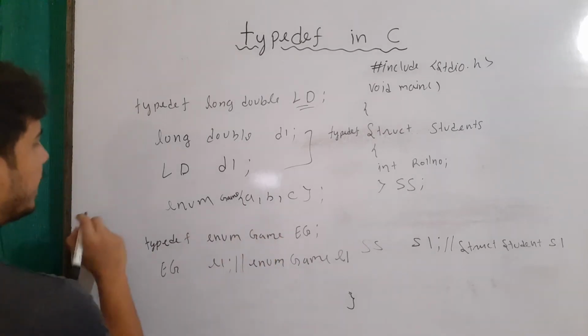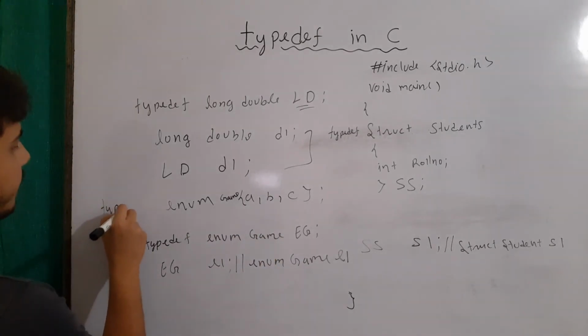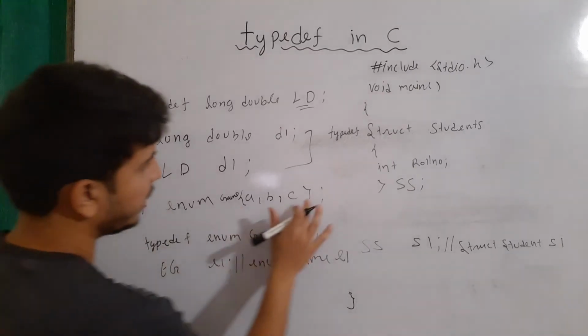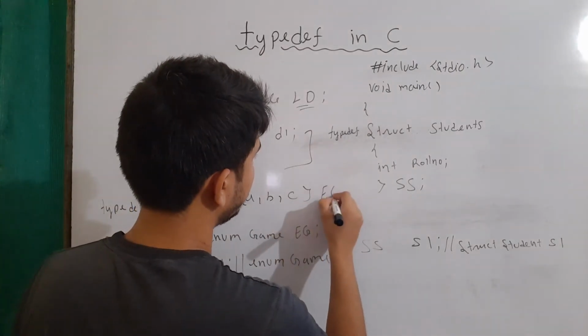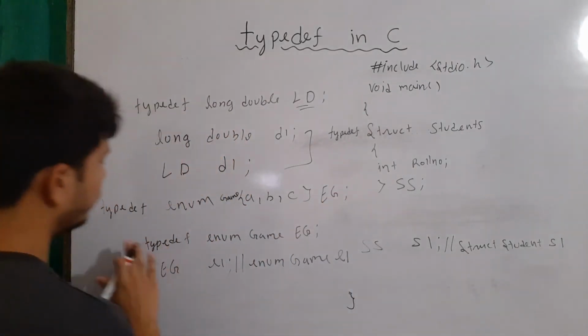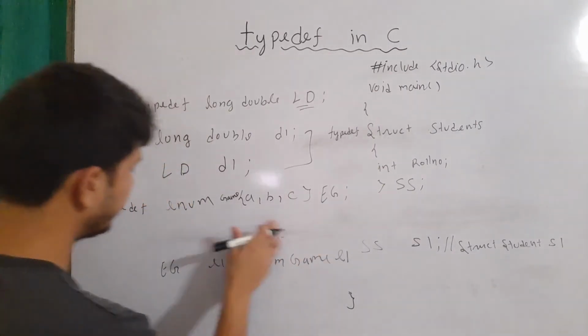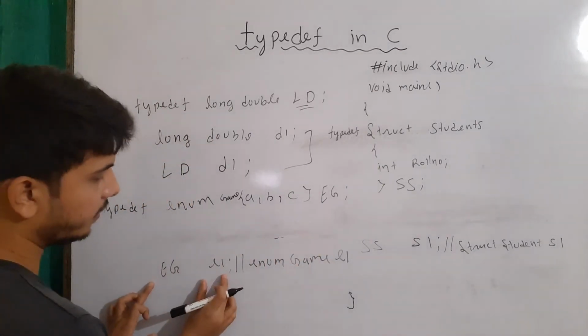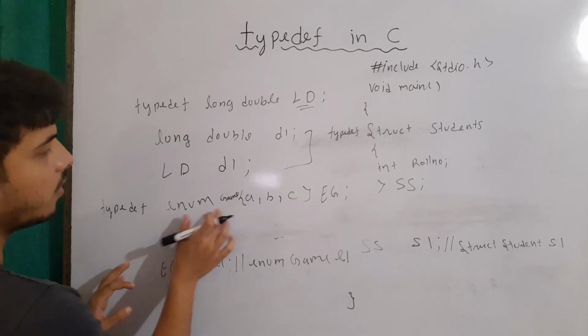In the second method, I will write typedef and then enum game, and here I will write, let's say, eg. Now I will not write the previous form, and then we can write eg e1. So basically we are making a variable for the enum data type.